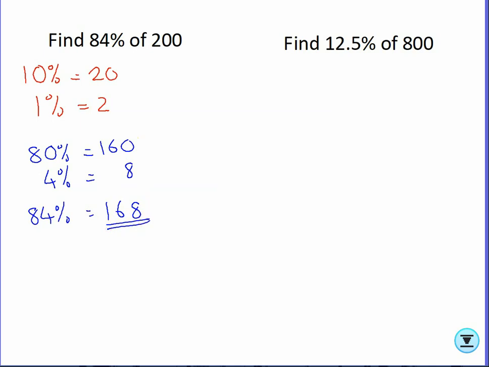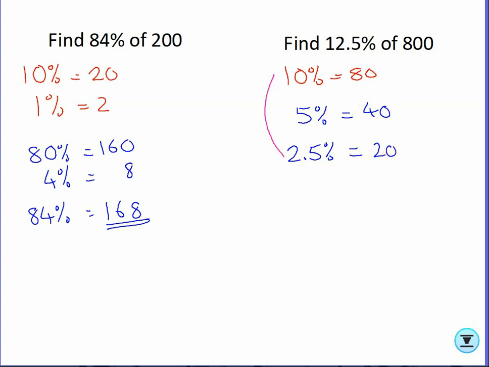There we go. Well, 12.5%, decimals tend to freak everyone out, but let's just use this 10% for this one, and I'll show you why. 10% divided by 10 is 80. Well, if I half this one, I get 5%, I get 40. If I half that again, you'll notice I get 2.5%, which is 20. Well, what do I need to answer this question? I need both of these, and I need to add them together. So 12.5% is equal to 100.